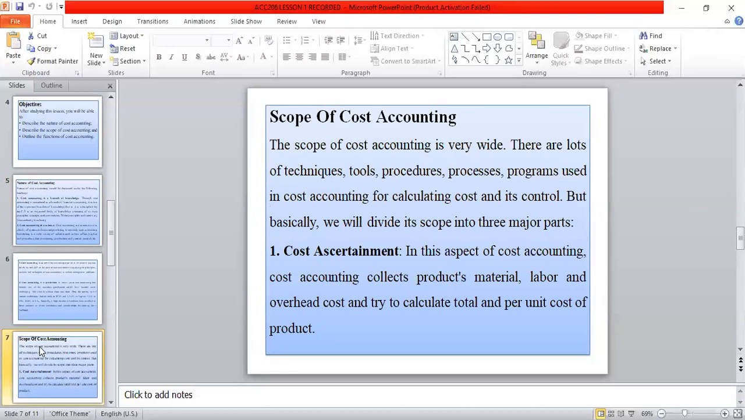Scope of cost accounting. The scope of cost accounting actually is very wide. There are lots of techniques, tools, procedures, programs, processes in cost accounting that are used in calculating cost and its control. But basically, we will divide its scope into three major parts. One is cost ascertainment, there is cost records, and then cost control. Under cost ascertainment, we'll be looking at an aspect of cost accounting where products, materials, labor, and overhead costs are used in calculating the total and per unit cost of a product.